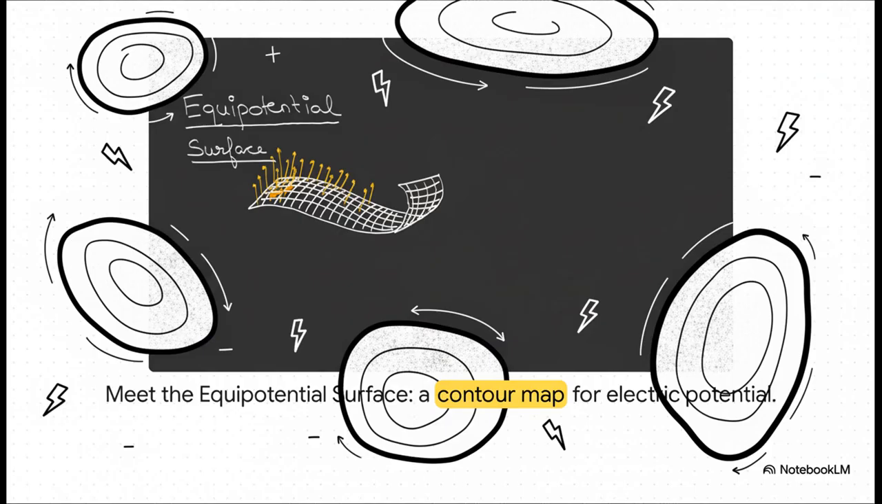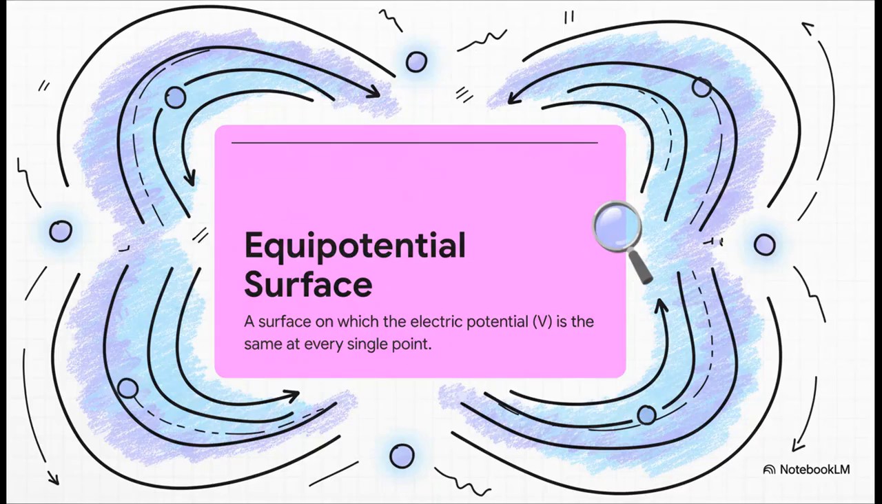And this map for electricity has a name. It's called an equipotential surface. And really, it is the exact same idea as a contour line on a map. Every single point on one of these surfaces has the exact same amount of electric potential. Okay, so let's put a formal definition on this. An equipotential surface is just a three-dimensional surface where the electric potential, we call it V, is the same at every single point. That's it. You can think of it like a landscape of energy, and on one of these surfaces, the height is the same no matter where you stand.